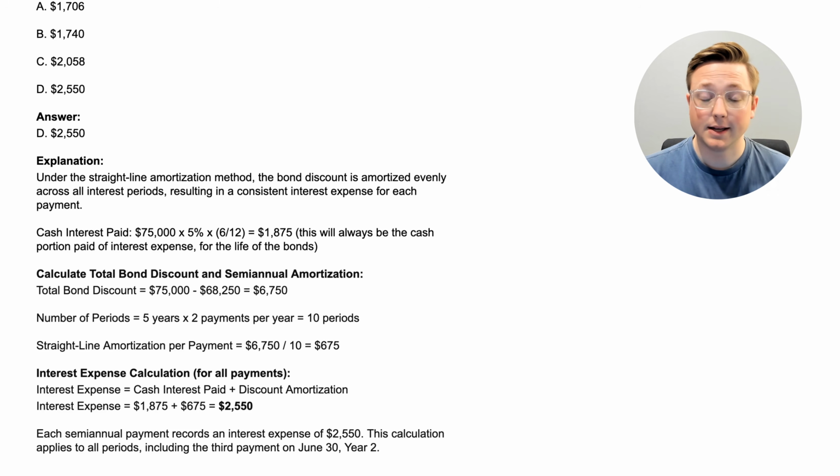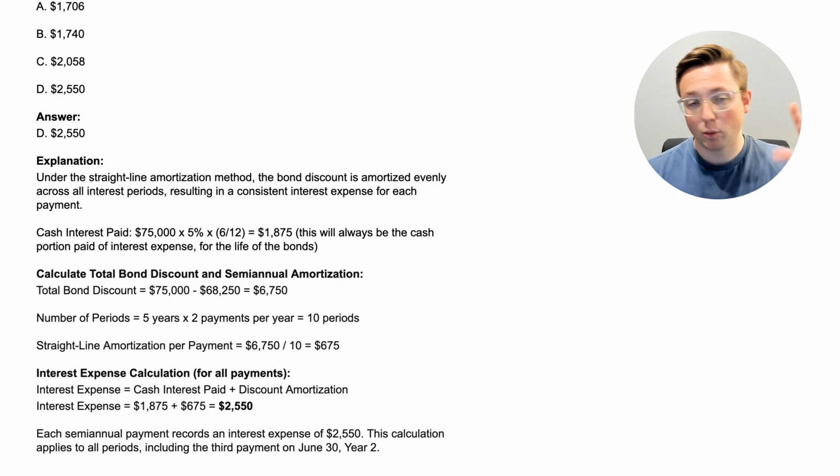All right, here we are at the answer. The answer is D, $2,550. That is the answer. And again, this is way simpler than the previous one. Let's walk through it. Under the straight line amortization method, the bond discount is amortized evenly across all interest periods, resulting in a consistent interest expense for each payment.